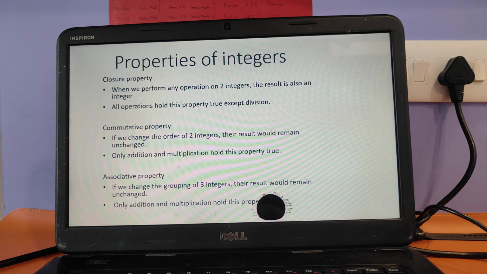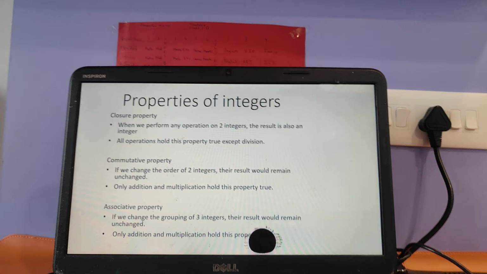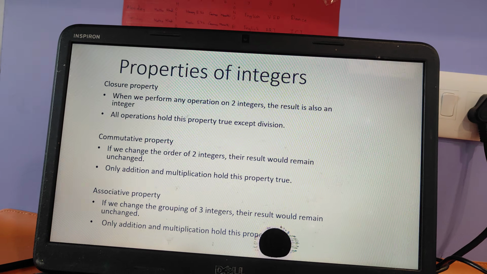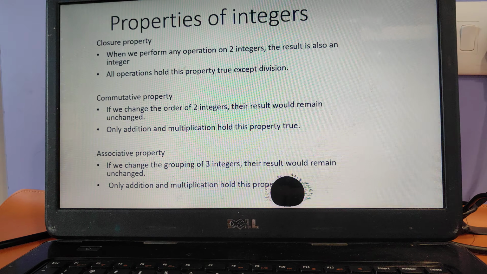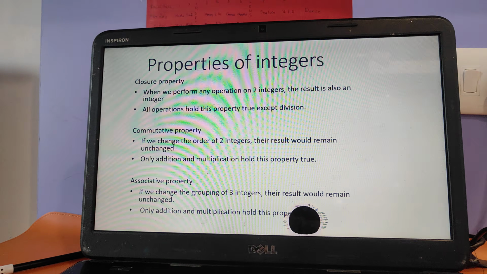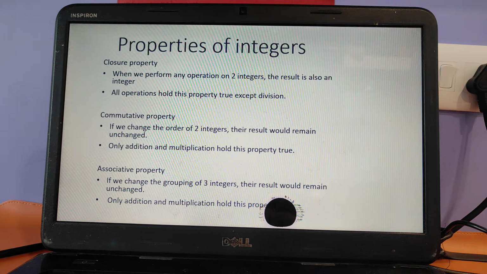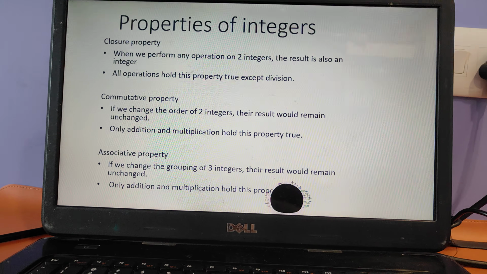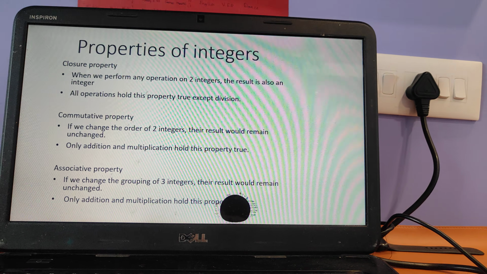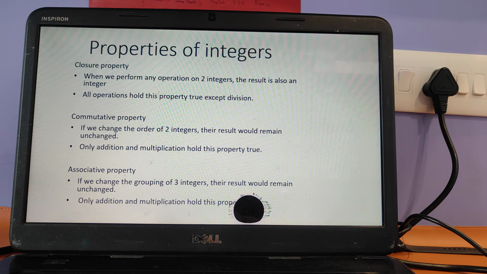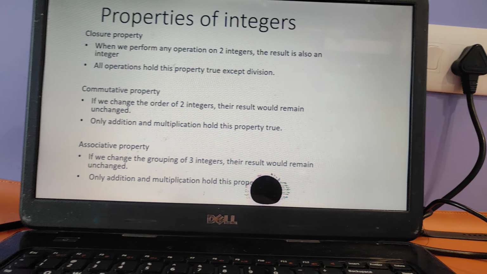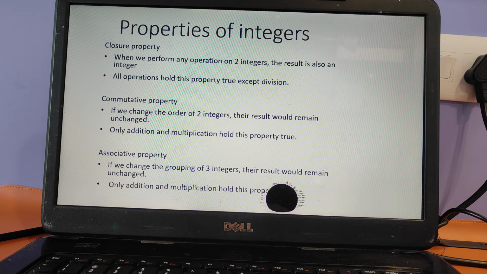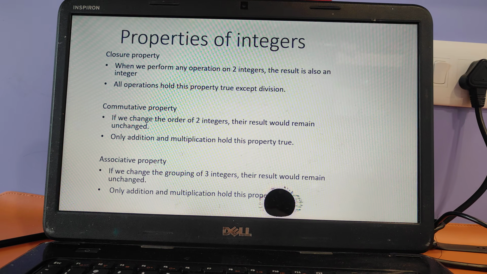Properties of integers. There are various properties in integers. The closure property. It states that when you perform any operation on two integers, the result is also an integer. Yes, if you do 8 plus 2, both are integers, you get 10, which is again an integer. 8 minus minus 2, both are integers. Do the operation, 8 plus 2, 10. 10 again an integer.